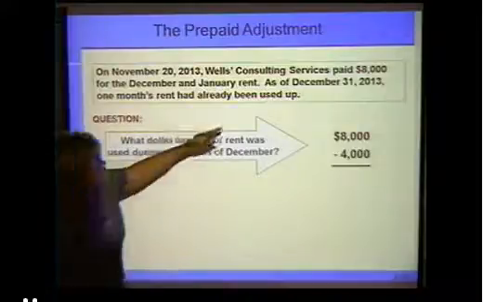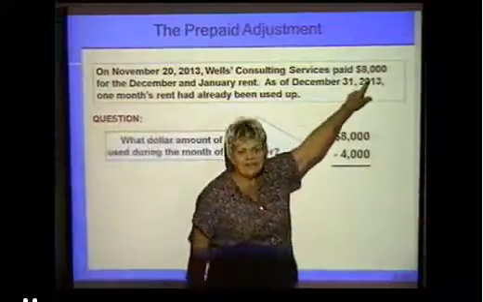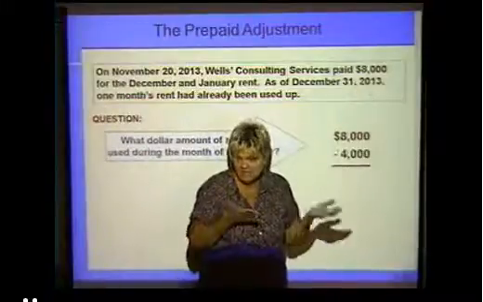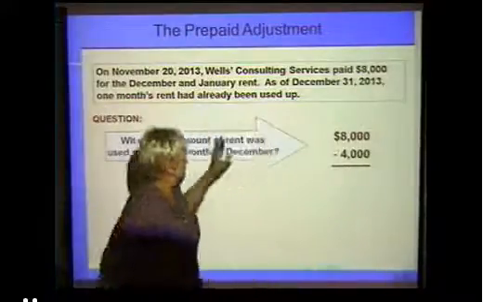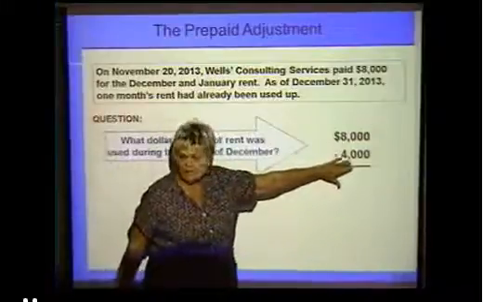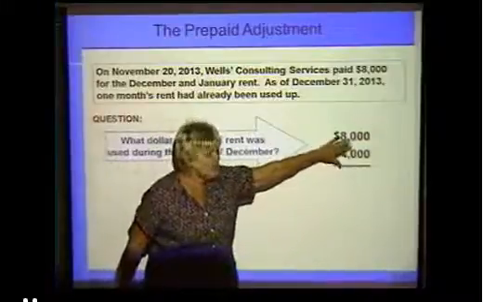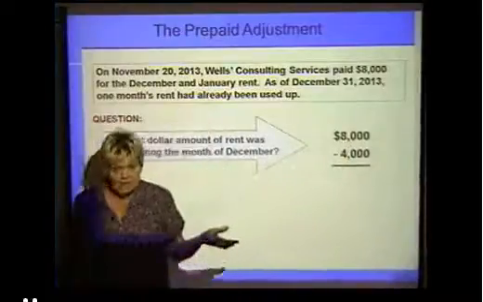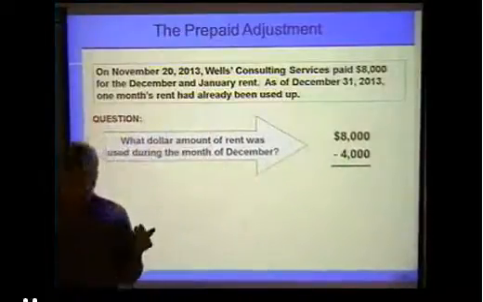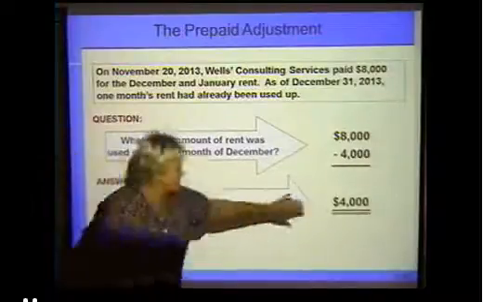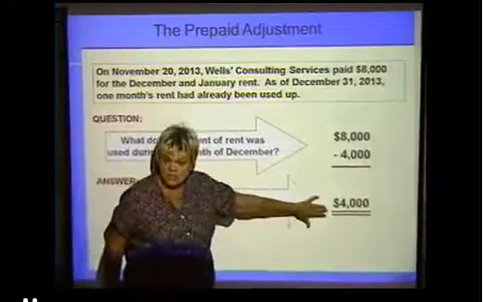So if we paid 2 months' worth, and 2 months were $8,000, then 1 month is half that. That means it was $4,000 a month. So, okay, if we used up December, $4,000, it's got to come out of our prepaid. We're showing the incorrect amount as an asset. We don't want to do that. So how much did we use? $4,000, so that's our adjustment.